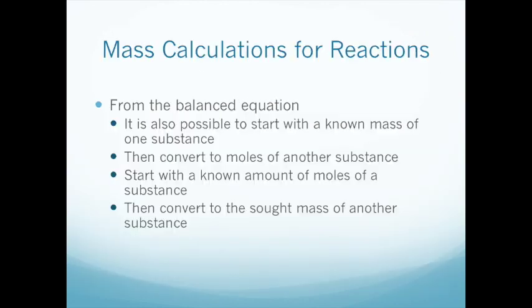So we can use this idea to make mass calculations for reactions. You can start with a known mass of a substance and convert to moles, and you can also start with a known number of moles and convert to a sought after mass. In principle, if you know what the chemical equation is, you should know what the molar masses of everything in the equation are, because you know what the chemical symbols are.